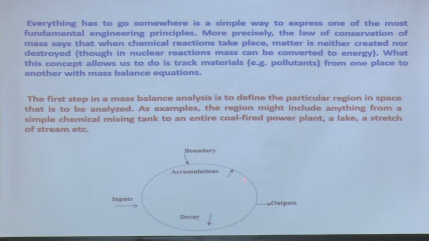Then there could be some accumulations inside, some particles settled. So, the input is not equal to output, input is basically a sum of your accumulations plus decay plus output. Okay. So, that is the fundamental equation for material balancing or mass balancing.